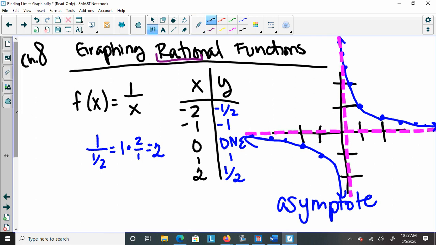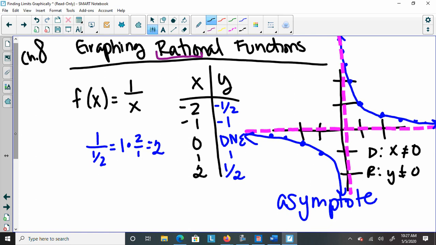Okay, so we'll do domain and range real quick. So our domain, these are our x values. So our graph can be any x value except for 0, because we have an asymptote there. It can't be there. And for our range, y is anything but 0 as well.